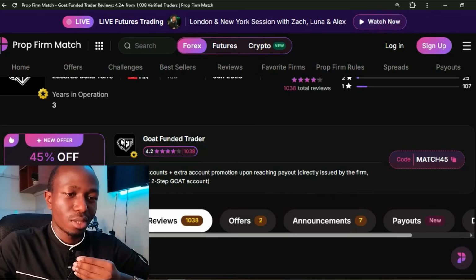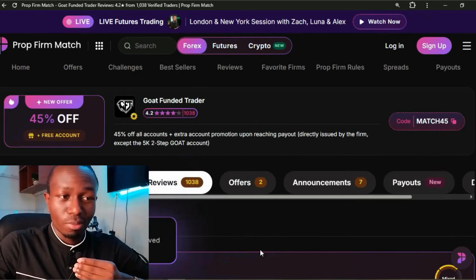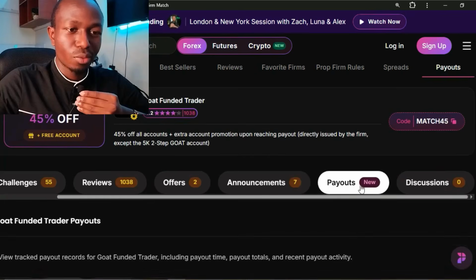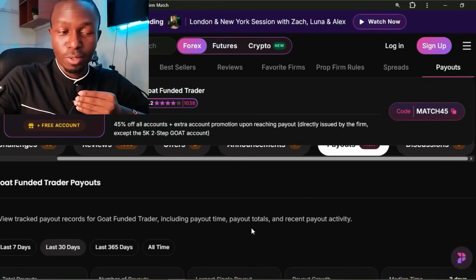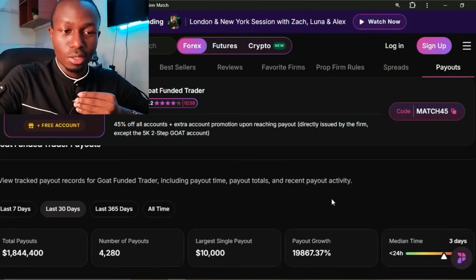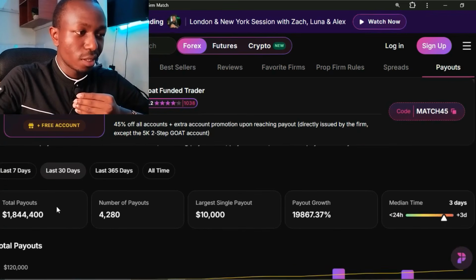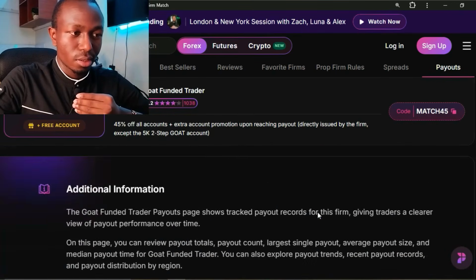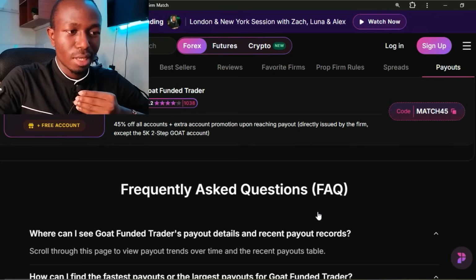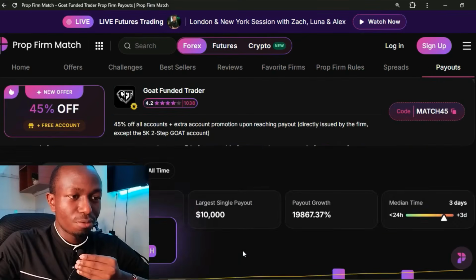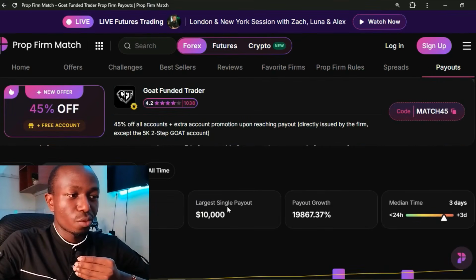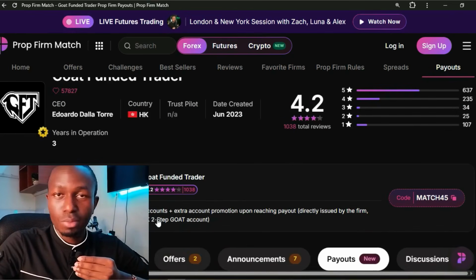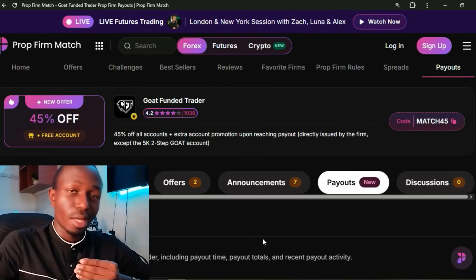The conditions have been great. I've not managed to get a payout from them, but there is the payout section where you can actually track in real time the payouts that are being made by any prop firm, including GFT. So you can track the payouts on a day-to-day basis, and I think this page is adding a lot of transparency. So if you're looking to buy an account from GFT or any other prop firm, I would recommend you spend some time here on PropFarm Match. But that's about it. I recommend GFT.